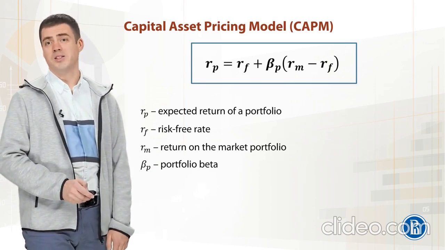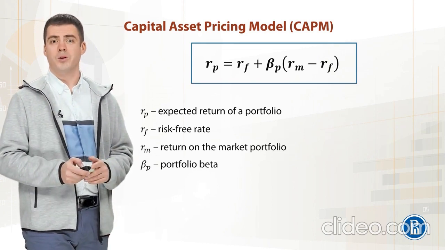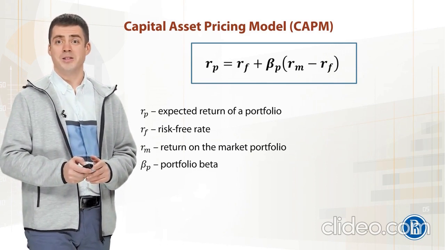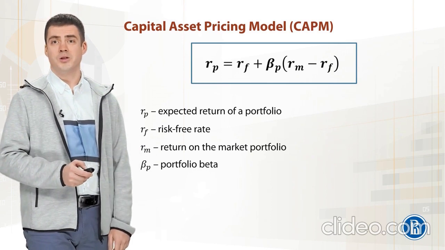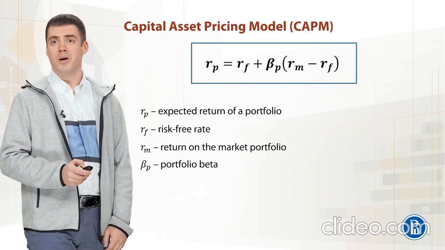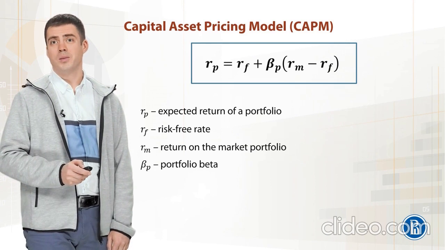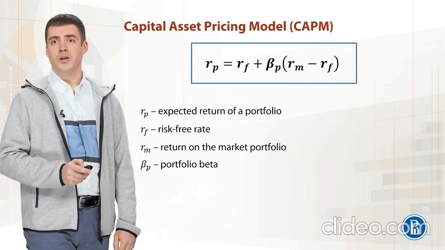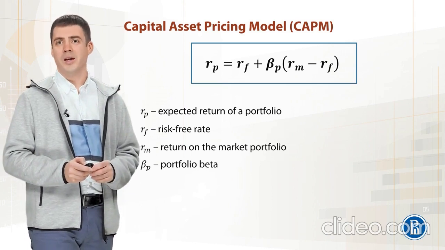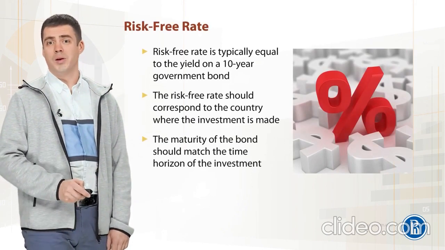The first one is the risk-free rate, the second one is the return of the market portfolio, and the third one is the beta of an asset, which in turn is determined by the covariance of the asset return with the market as well as the variance of the market portfolio. So now let's discuss all these unknowns one by one in order to understand how we can estimate them in practice. We'll start with the risk-free rate.